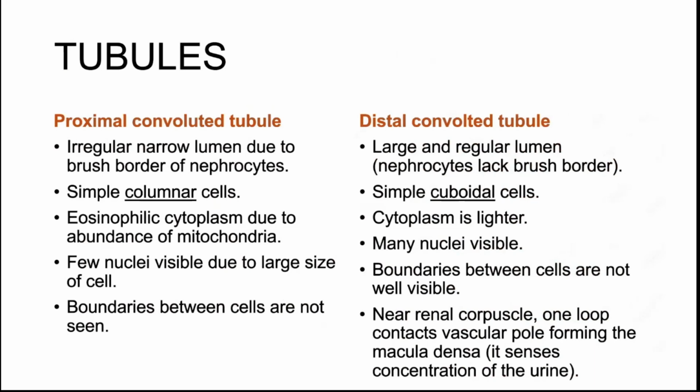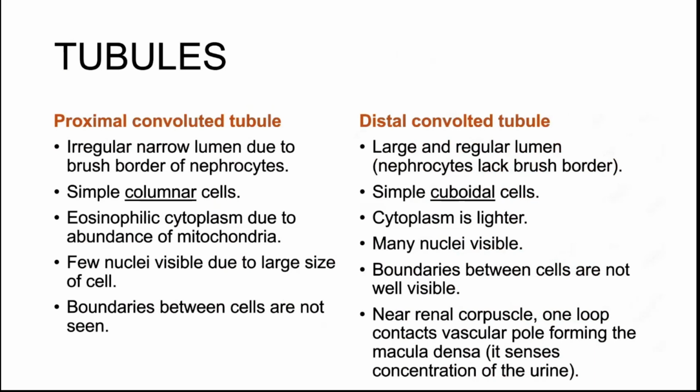It has a larger lumen, which is wider than the proximal convoluted one, and this is due to the fact that the nephrocytes of the distal convoluted tubule do not have a brush border. They are lined by simple cuboidal cells instead of simple columnar cells, and you can clearly see the circular nuclei of them. They also have a lot more nuclei compared to the proximal ones, and the cytoplasm is also significantly lighter.